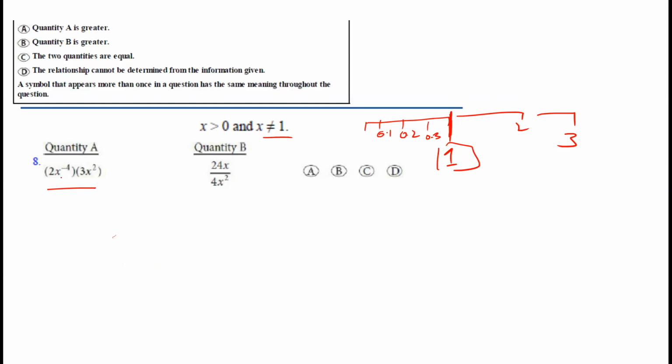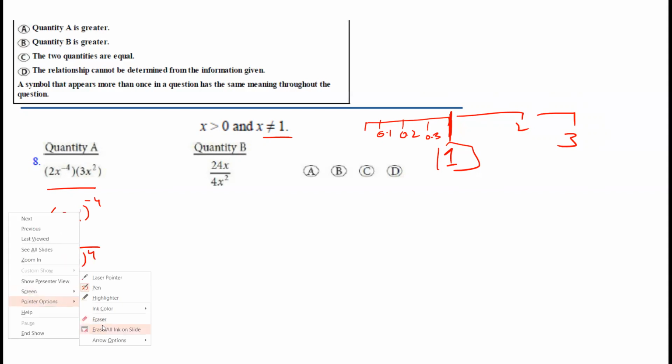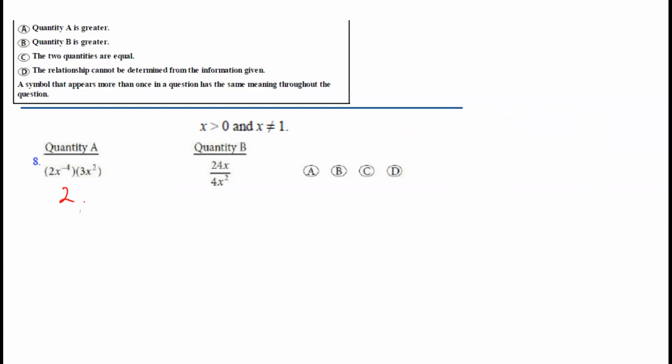So it's not 2x raised to the power minus 4. If it were 2x raised to the power minus 4, then we could write this as 2x raised to the power 4. But over here, it's 2 multiplied by x raised to the power minus 4 into 3x squared. Now 3x squared will remain the same. 2 will remain the same, and x raised to the power minus 4 will go in the denominator, and it will become x raised to the power 4.